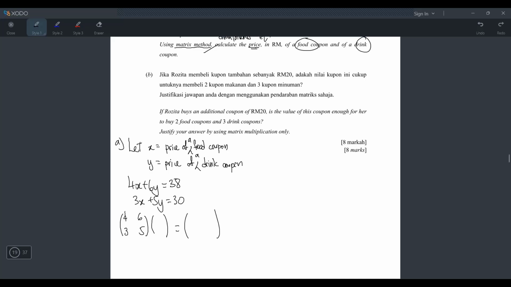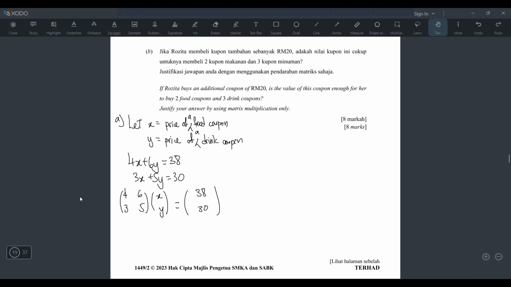So you write down all the coefficients 4, 6, 3, 5 like this. And then the second bracket, you will write the XY. The unknown in front, you will write atas. The unknown in the middle here, you write bawah. And then here will be 38, 30. And then now we solve using the matrix method.